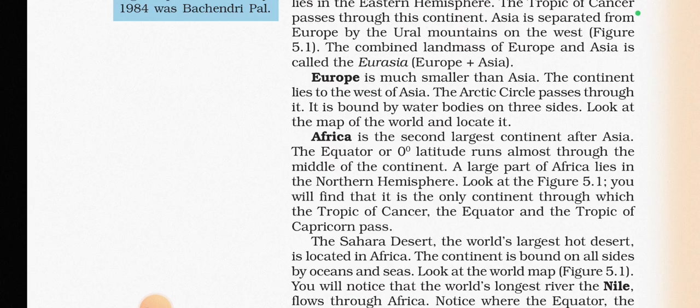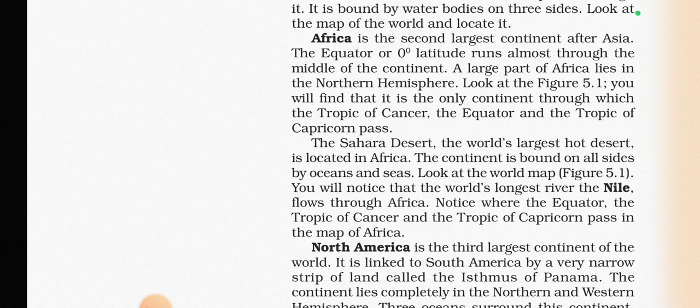Here you can see one thing also. The Tropic of Cancer, the equator, and the Tropic of Capricorn, all three lines pass through the African continent. So Africa is the only continent through which all of these pass. We have the Sahara Desert, the world's largest hot desert, located in Africa. The continent is bounded on all sides by oceans and seas.